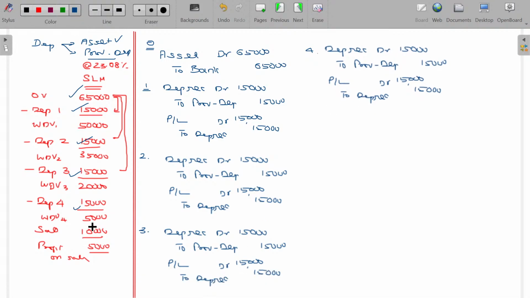And the last year, we sold the asset for 10,000 rupees. On sale of the asset, you will collect the money, so bank account debit. How much you are getting? You are getting 10,000 rupees. The sale value of the asset being 10,000. Come on, tell me. What is the value of the asset? Now I am going to credit on sale. Come on, tell me. What is the value of the asset after these 4 years? What is the value of the asset by the end of 4th year?